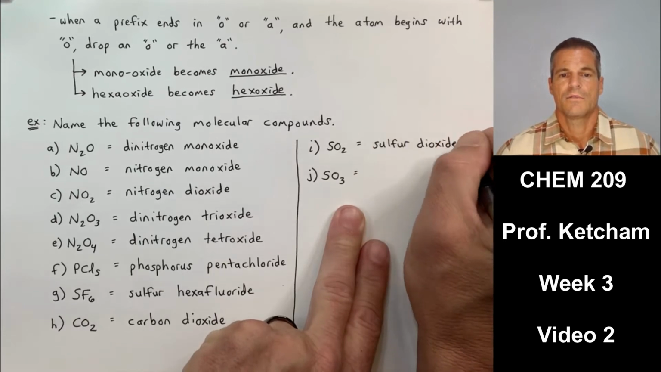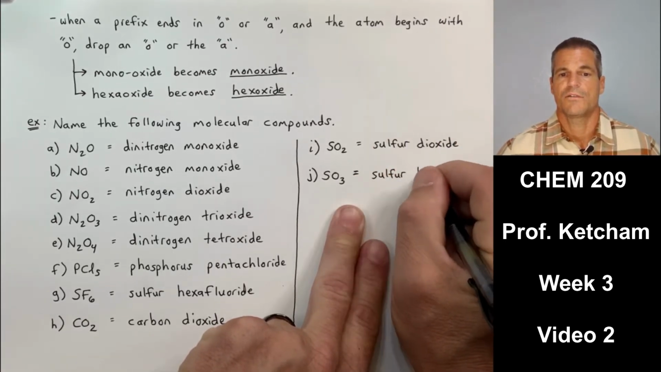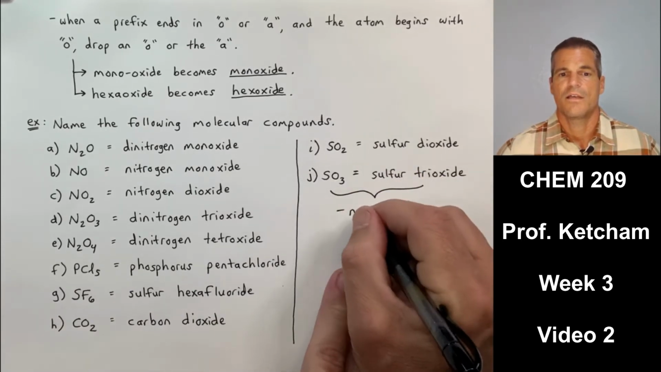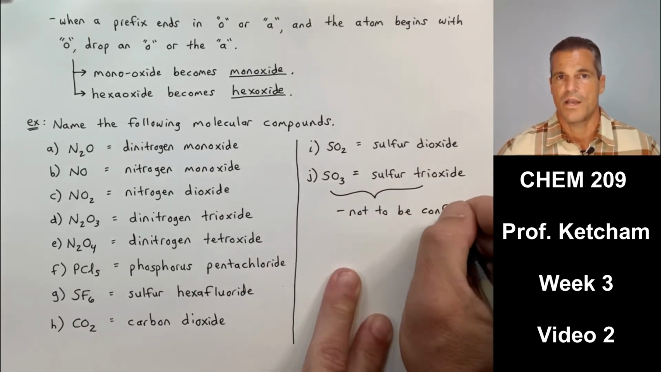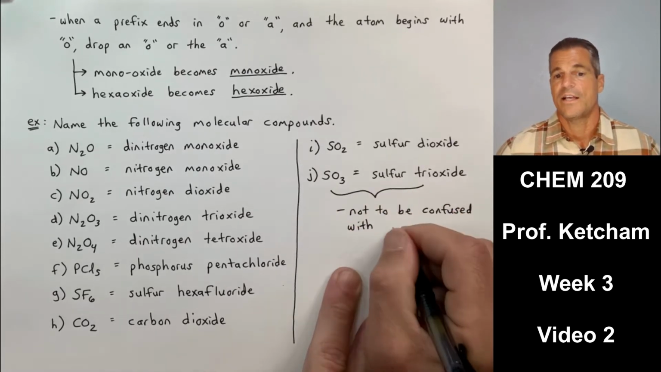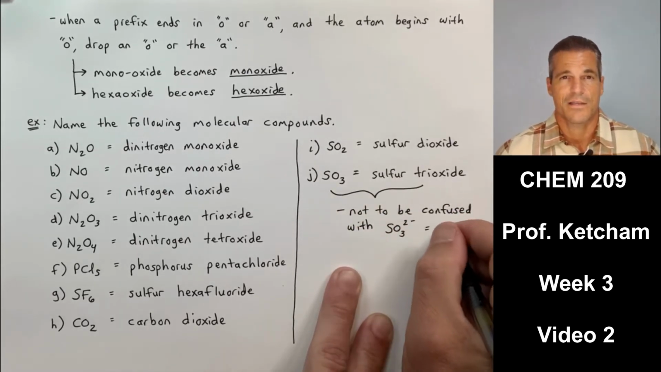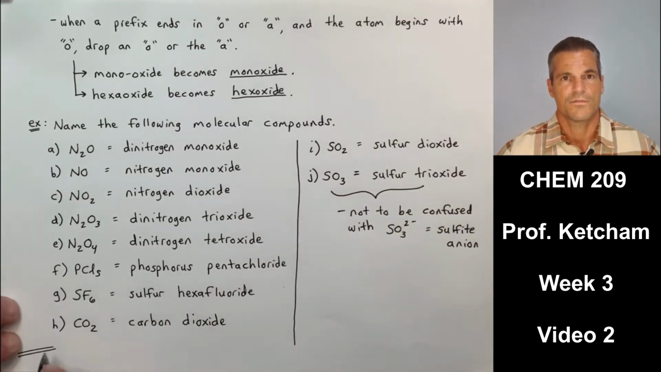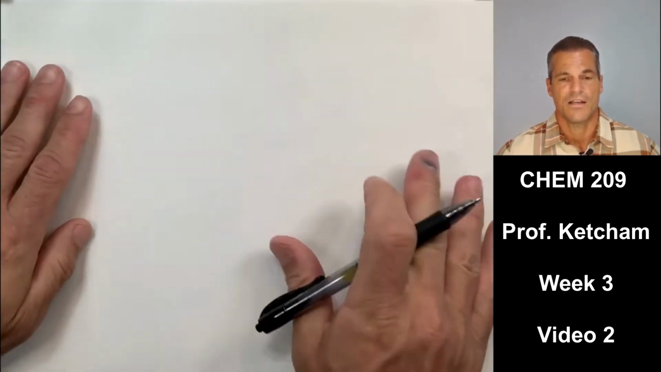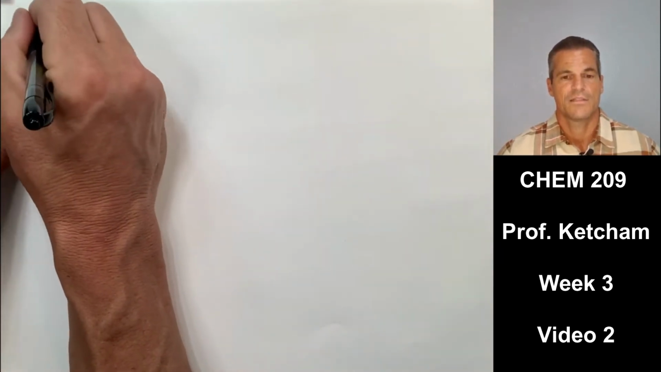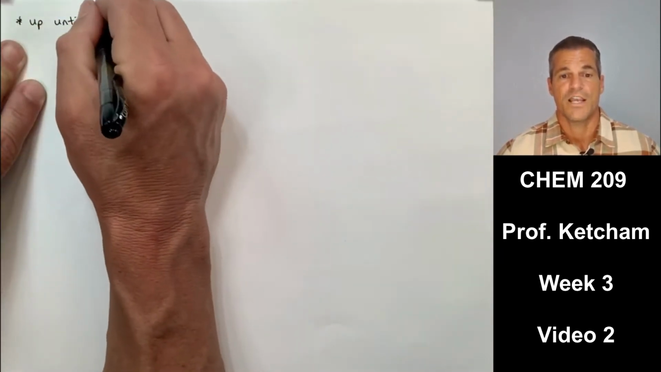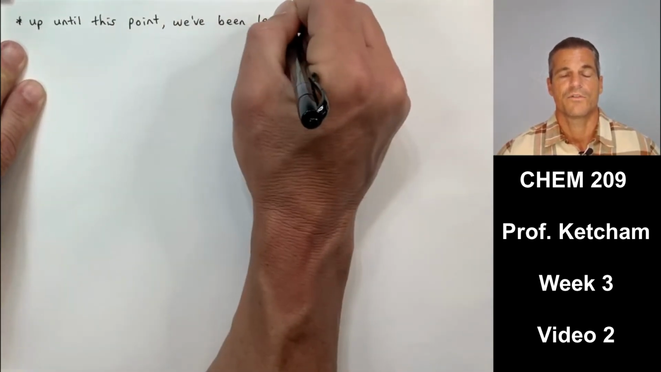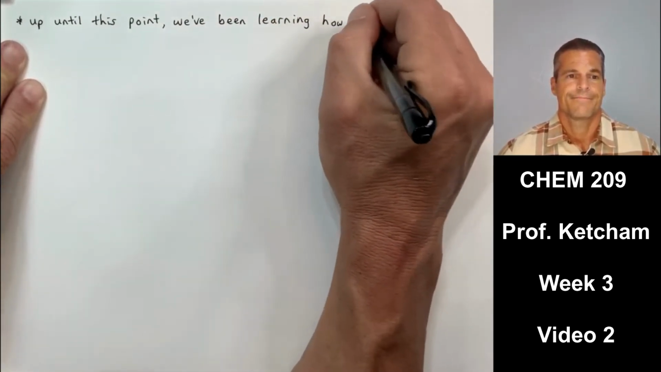I. SO2 and SO3. SO2 is sulfur dioxide. SO3, sulfur trioxide. Now, in the last few videos, we discussed naming ionic compounds, so don't get SO3 right there confused with the sulfite ion, SO3 2-. SO3 above in J is its own full compound. It's a covalent compound, sulfur trioxide.